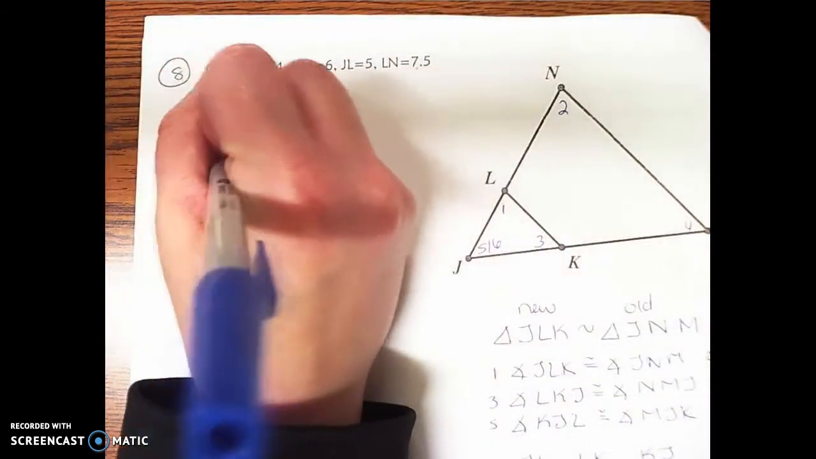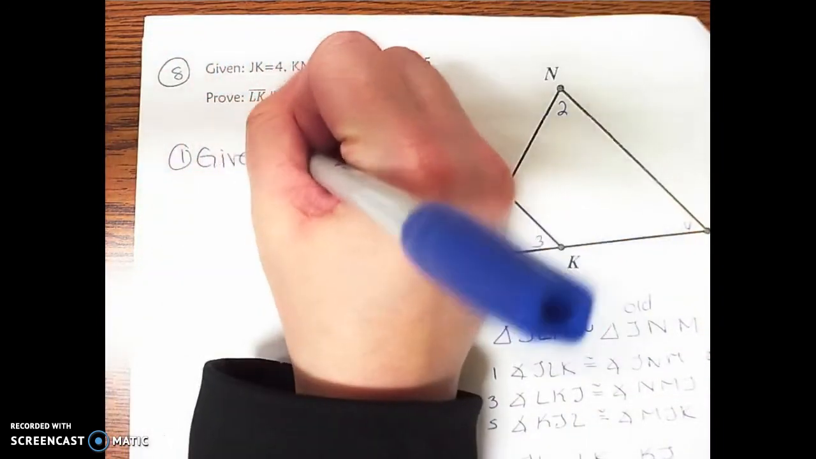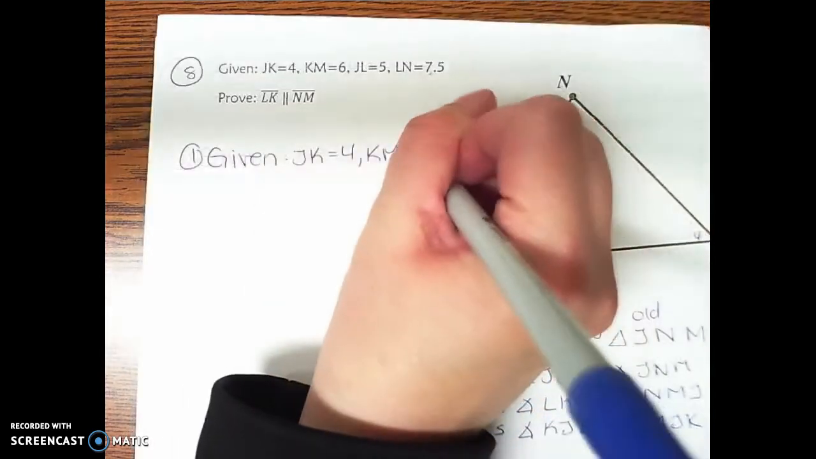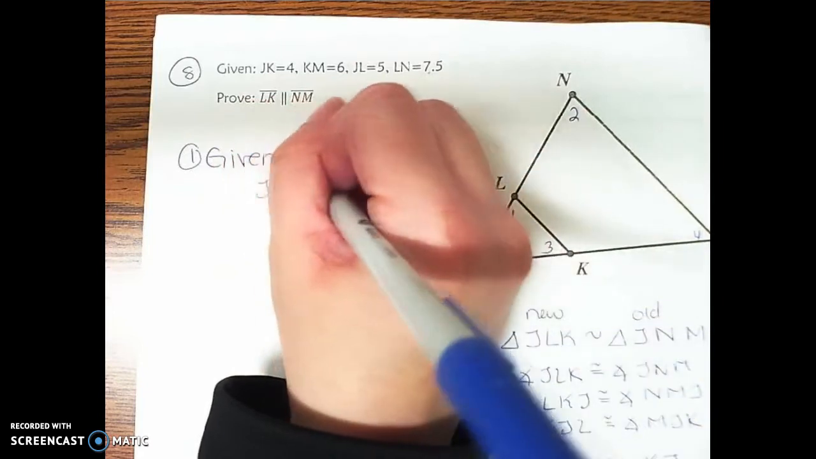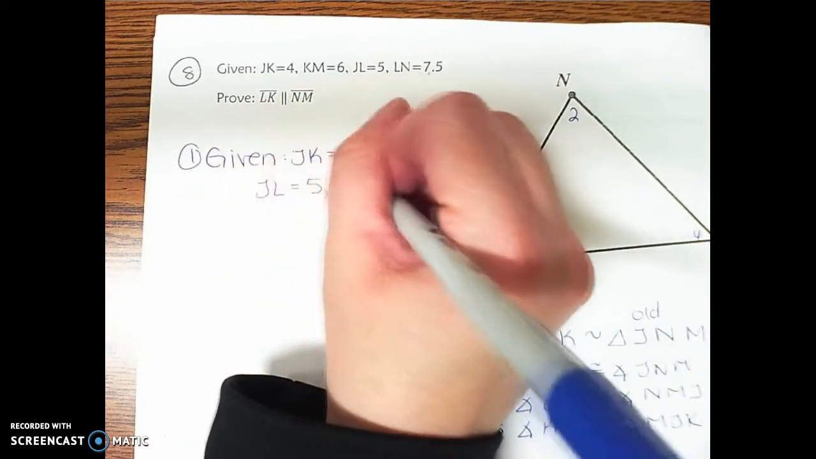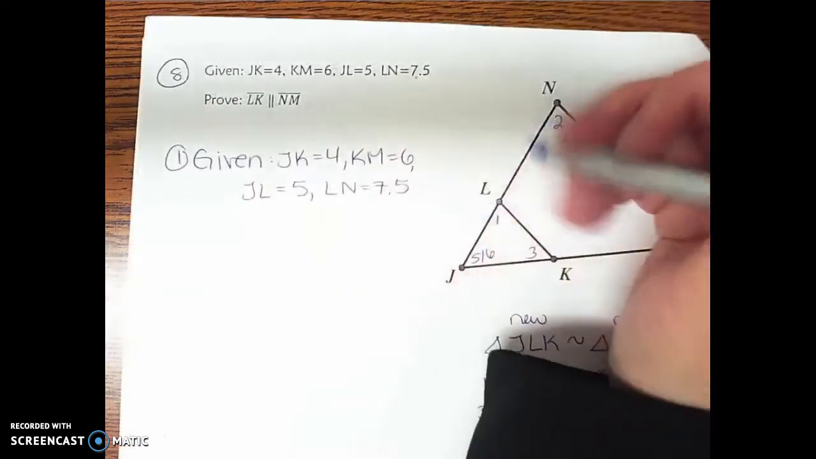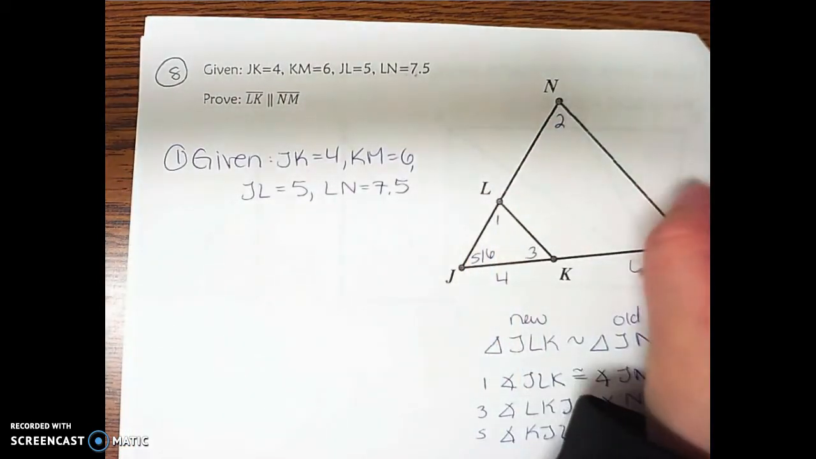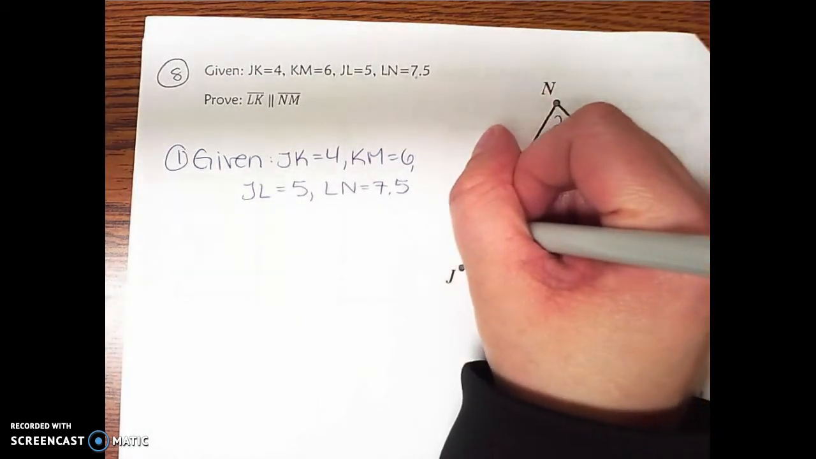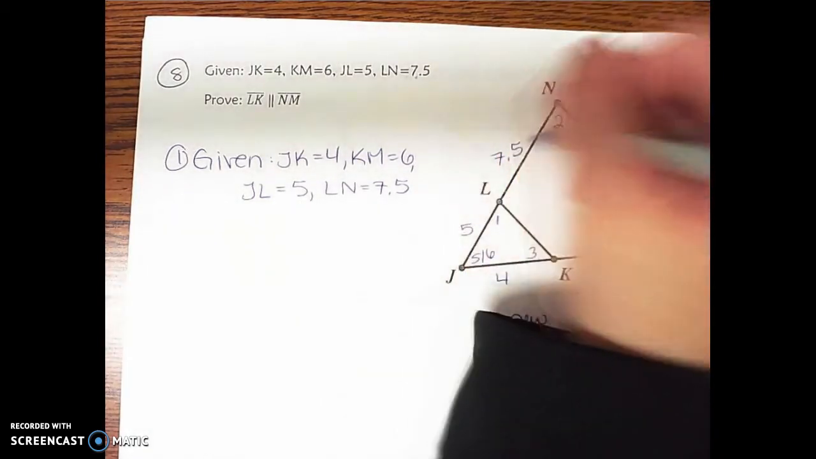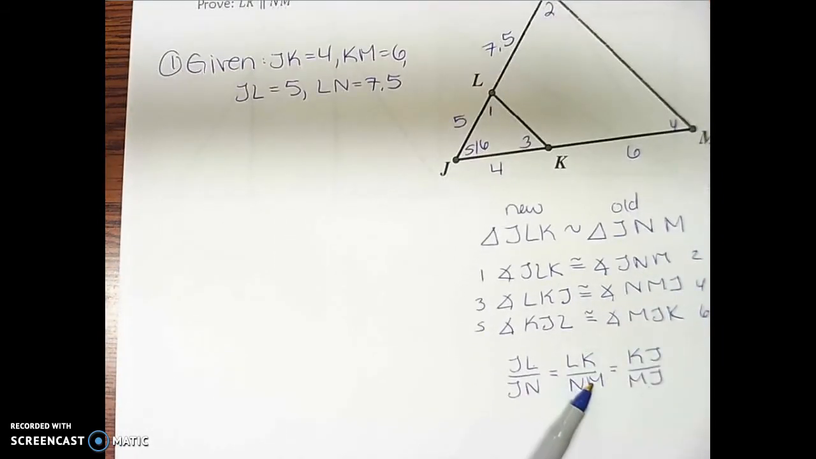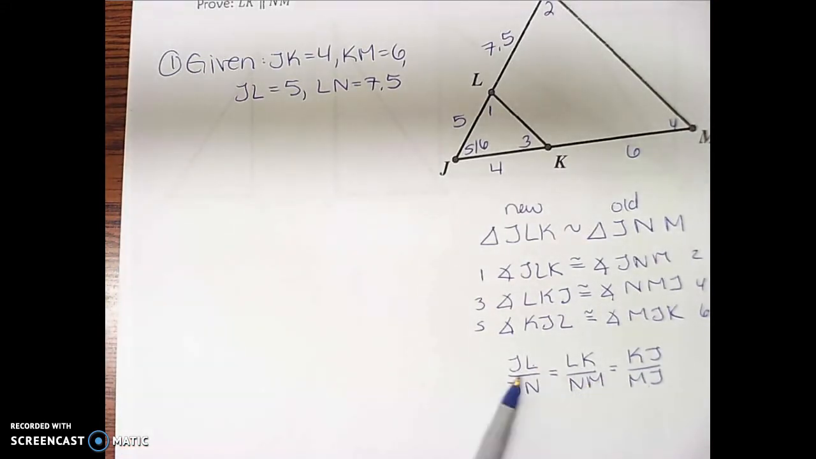So starting with my first given, JK equals 4, KM equals 6, JL equals 5, LN equals 7.5. And at the same time, I'm going to label them in my diagram. And then I'm going to use the scale factors that I set up to start substituting in values. I'm not going to rewrite them. I don't have to. They're right here. I'm just going to start substituting.